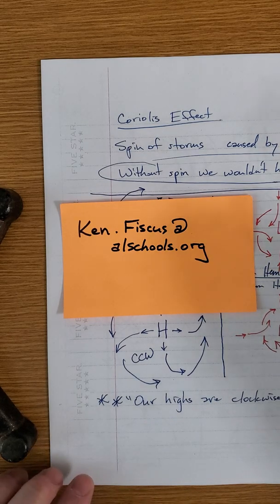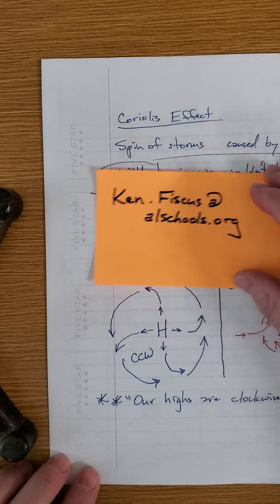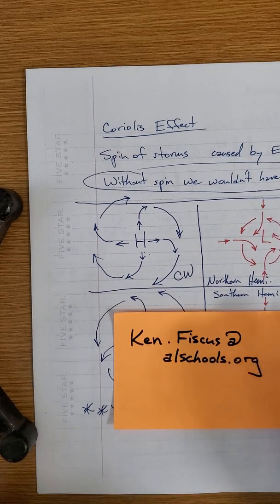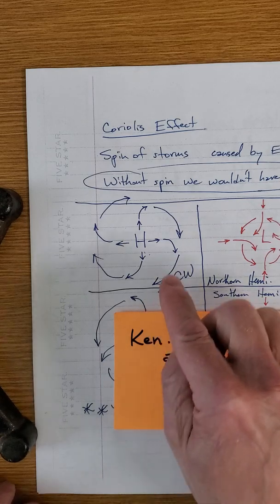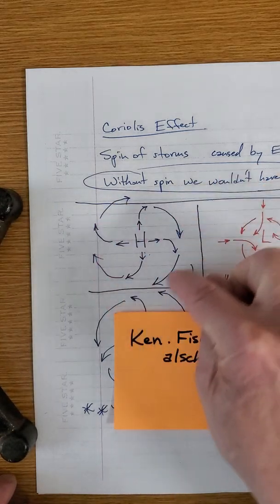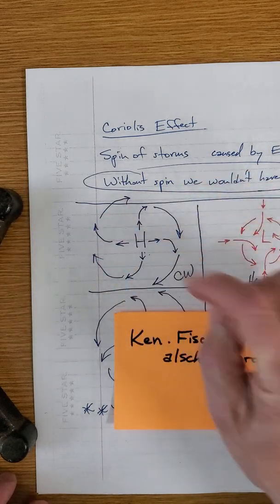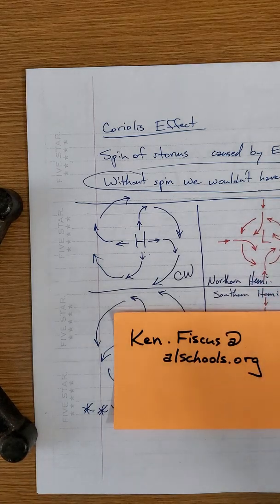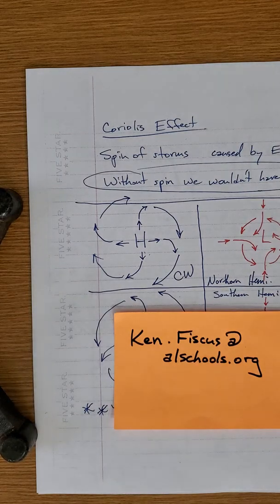I started off with reminding them what we ended up with yesterday: the Coriolis effect, which is the spin of storms caused by Earth's spin. The important thing to watch is that highs in the northern hemisphere spin clockwise, that's good weather, and lows, bad weather, storms, spin counterclockwise. Now, let me show you a really neat thing I'm going to put on my big screen.